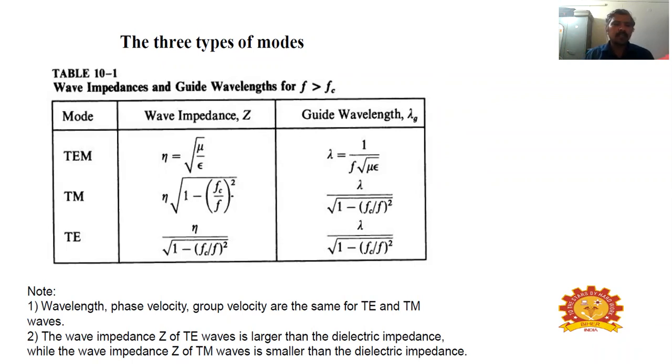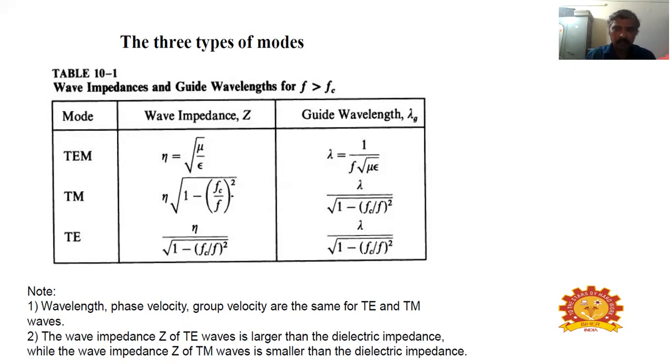Then for the second mode, TM, the wave impedance eta is given as eta into root of 1 minus (fc by f) whole squared. Then the guide wavelength lambda g is equal to lambda divided by root of 1 minus (fc by f) whole squared. Then for the transverse electric wave, the wave impedance is given by eta divided by root of 1 minus (fc by f) whole squared, and the guide wavelength lambda g is equal to lambda divided by root of 1 minus (fc by f) whole squared. So this tabular column in short gives the wave impedance eta and guide wavelength lambda g for these three types of wave modes, that is, for TEM, TM, and TE.